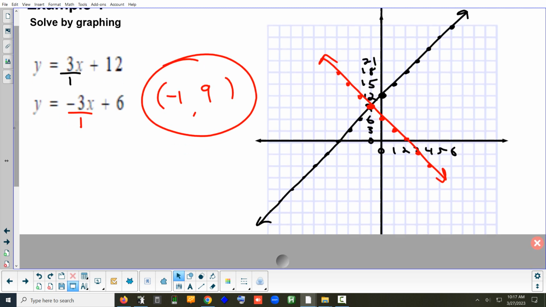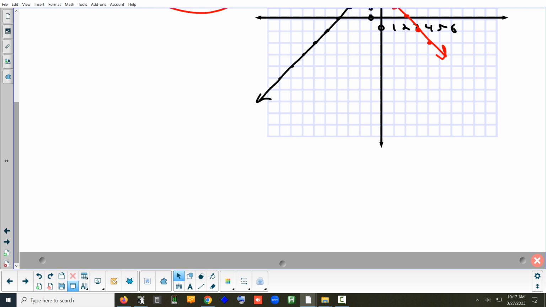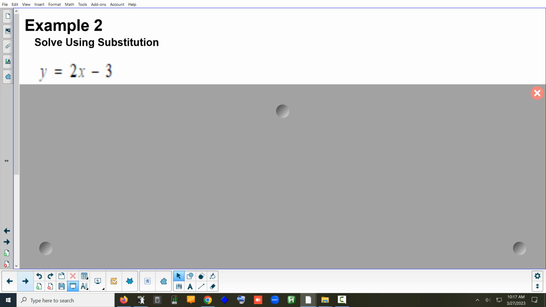All right, let's try example 2. And I think on your guided notes, does it say solve by substitution? Okay, so let's try that. If they're asking us to solve by substitution, it probably means they're going to give us y by itself without a graph.